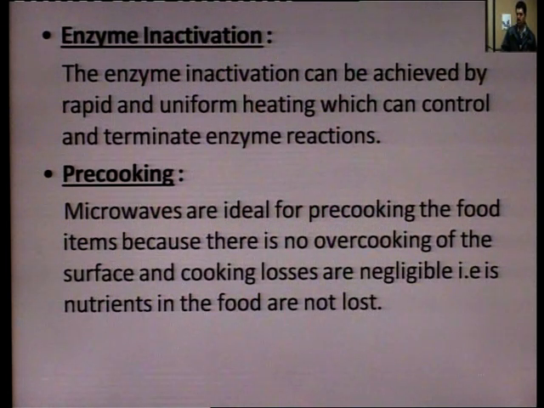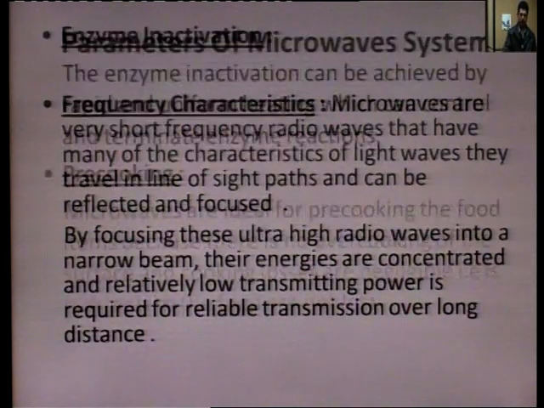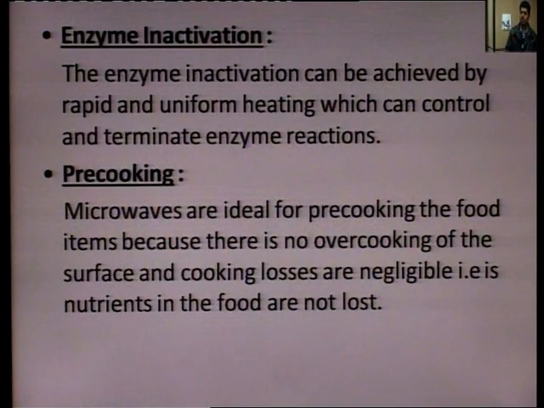Enzyme inactivation can be achieved by rapid and uniform heating, which can control and terminate the enzyme reactions. Then precooking. Microwaves are also used for precooking food items, because there is no overcooking of the surface and cooking losses are negligible.